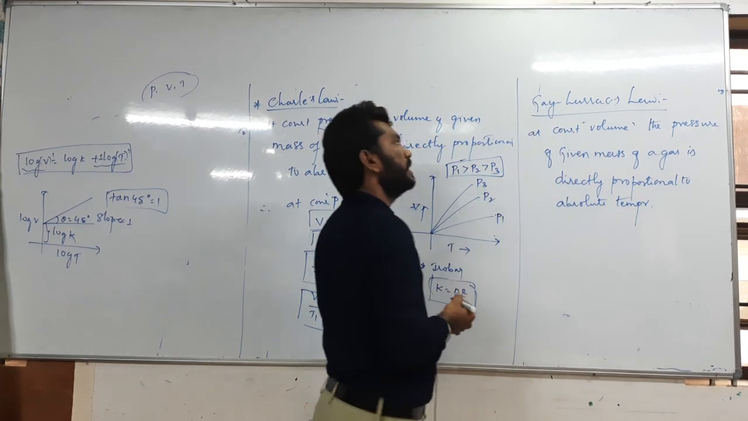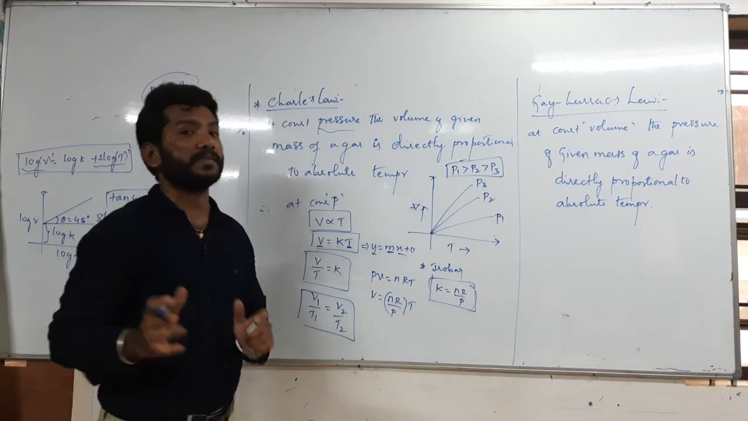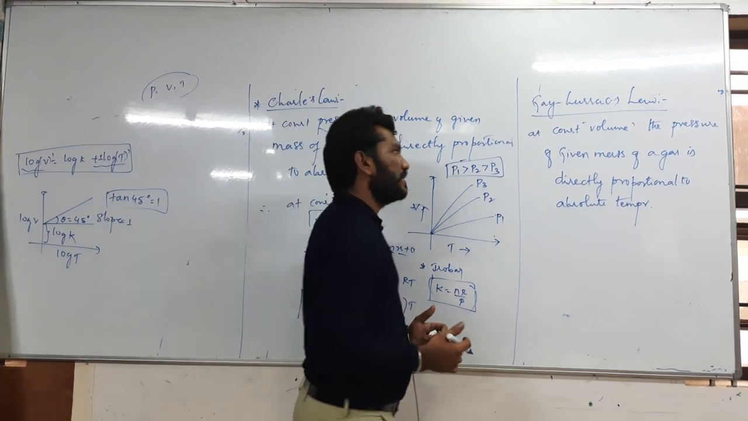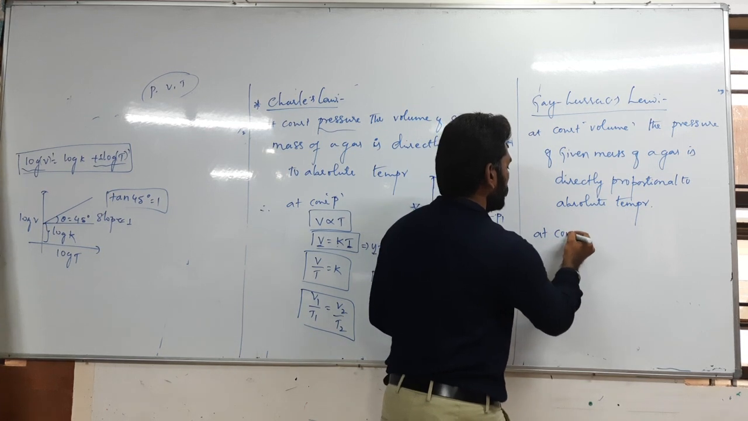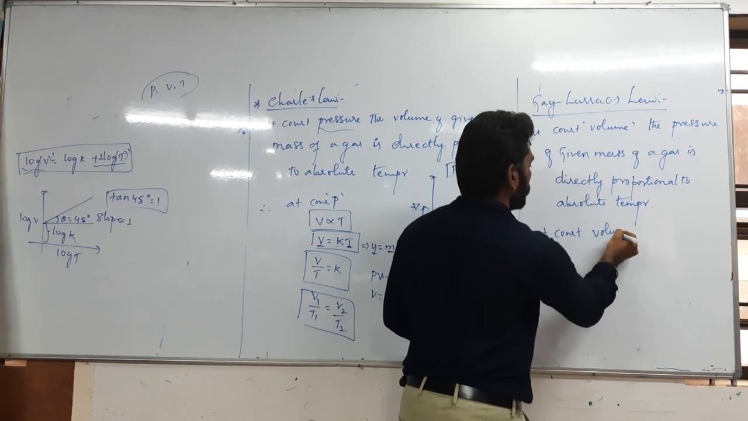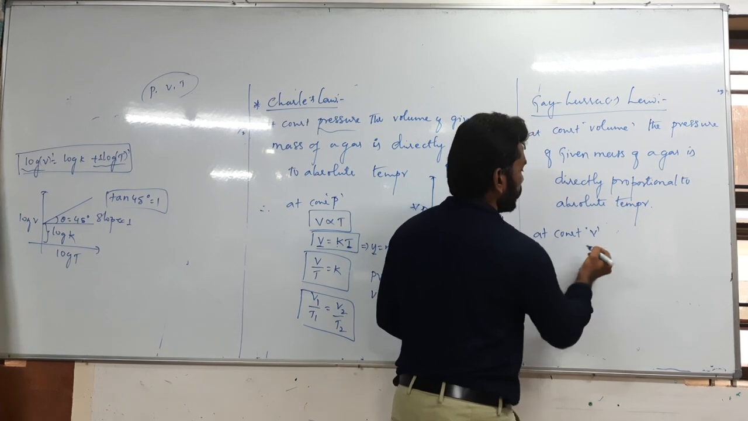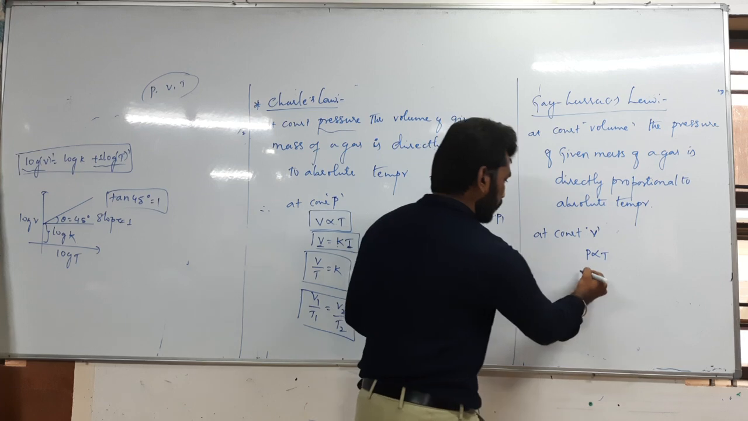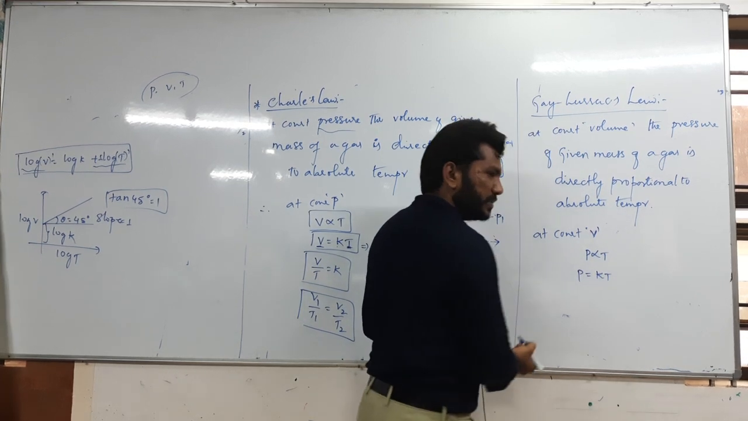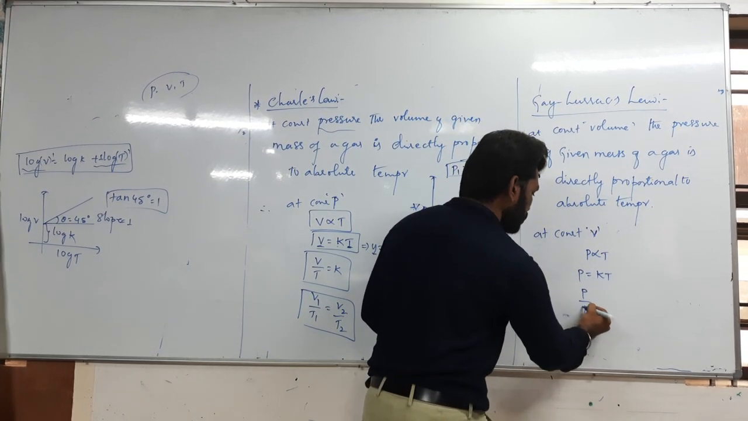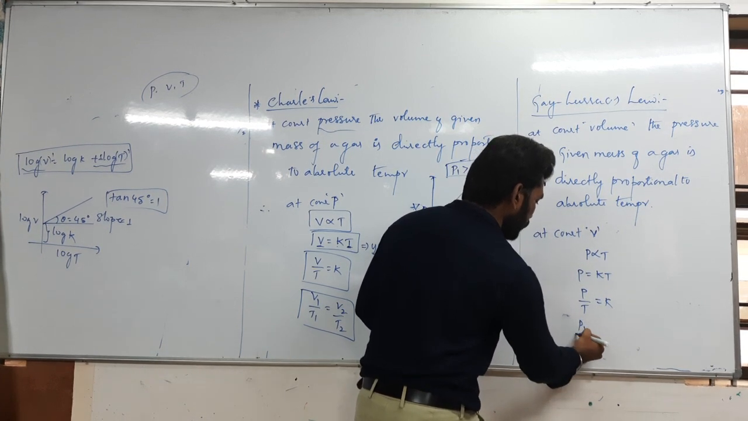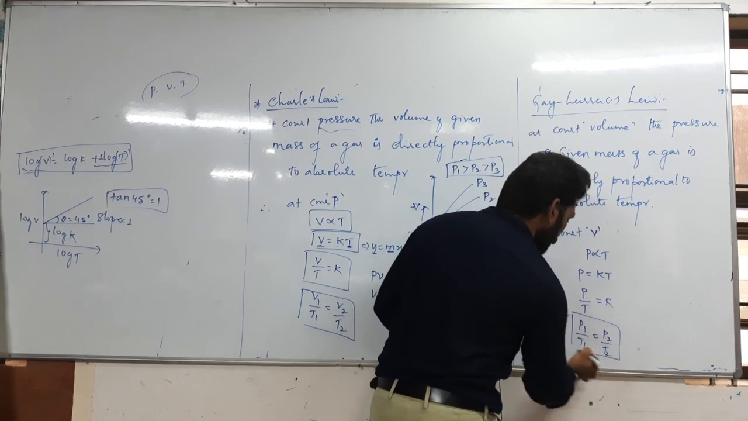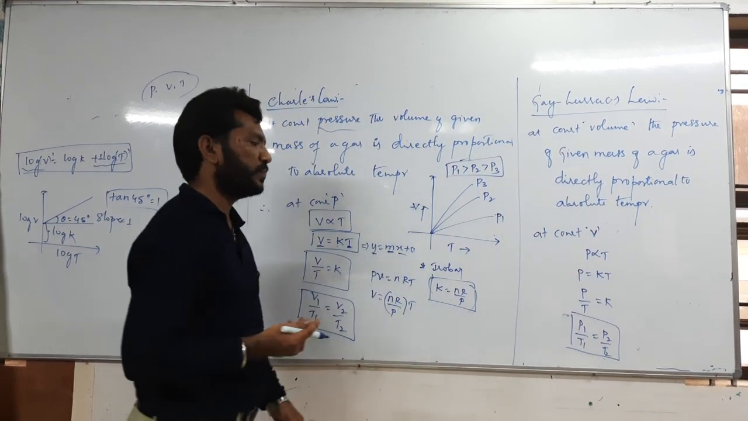So we know this stands for Gay-Lussac's law. Mathematically, we can express that at constant volume V, P is proportional to T, where P equals K into T, where P by T equals K. So P1 by T1 equals P2 by T2.